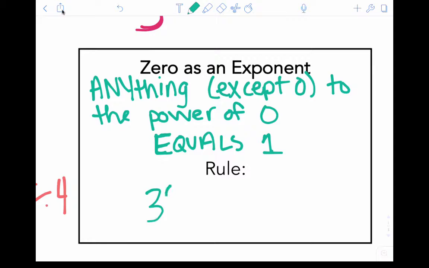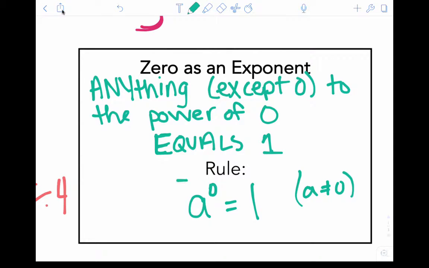So I had 3 to the 0 equals 1, and then 4 to the 0 equals 1. The only thing that's changing here is my base. So I'm going to write my base as a variable. I'm going to say a. It's to the 0 power, and it's always going to equal 1. And then, of course, that is only when a does not equal 0. But my rule: a to the 0 power equals 1. So that means that I can plug in any number except 0 for a, and this is always going to be a true statement.